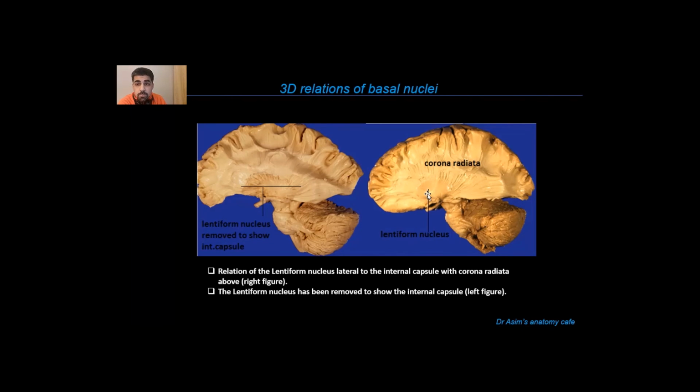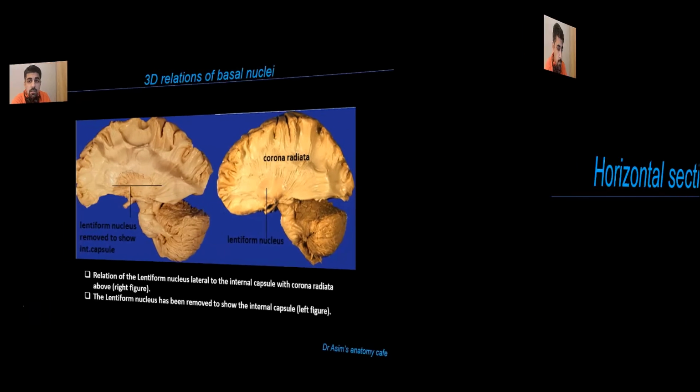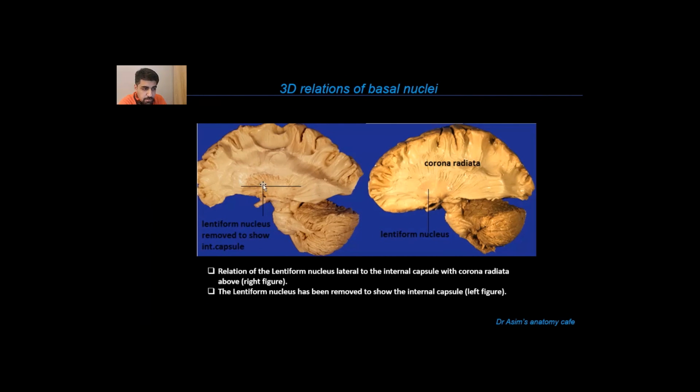The putamen part of the lentiform nucleus, however, would be connected with the caudate nucleus on the inner side through cellular bridges, and that is why we said that the striatum is one functional and structural entity, because it is connected. Now let's try to identify the basal nuclei in a horizontal slice of the brain. If we take a horizontal section at this level, where the internal capsule and the basal nuclei are situated, then the horizontal slice is going to look somewhat like this.